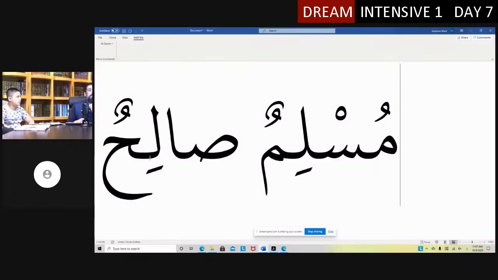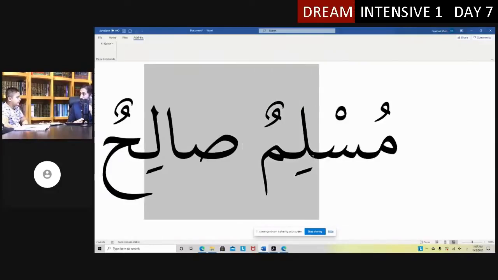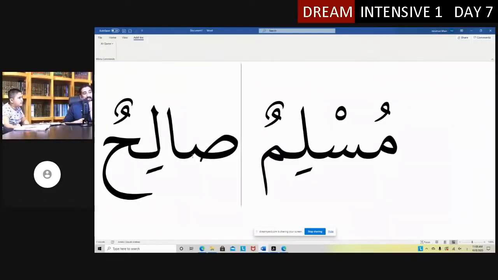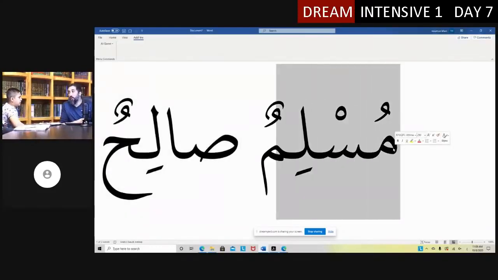What I'm saying is status matches, number matches, gender matches, and type matches. All 4 properties match. When 4 properties match between 2 words, then the second word is an adjective for the first word. An adjective is what you use to describe another word. In other words, if salih means good, I'm trying to describe the Muslim as a good Muslim.